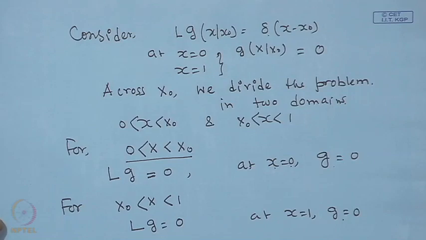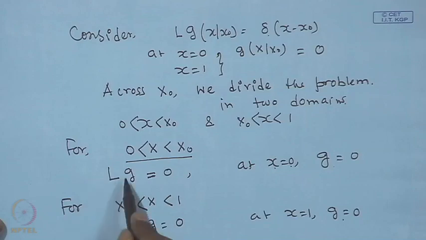Now, typically we will be landing up with an equation which will be having order 2. So, for the order 2, we break down this problem into 2 sub problems. Each of these sub problems will be having a solution. We call this a lower half solution. This is an upper half solution.